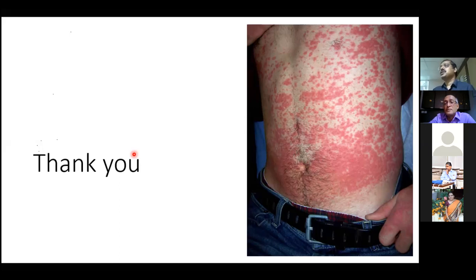I am referring to a question here from the postgraduate. Pustular lesions, do they require antibiotics? All pustular lesions are not infective. First and foremost, when you see a pustular lesion, take the pus for culture sensitivity. See if it is staph which is growing.